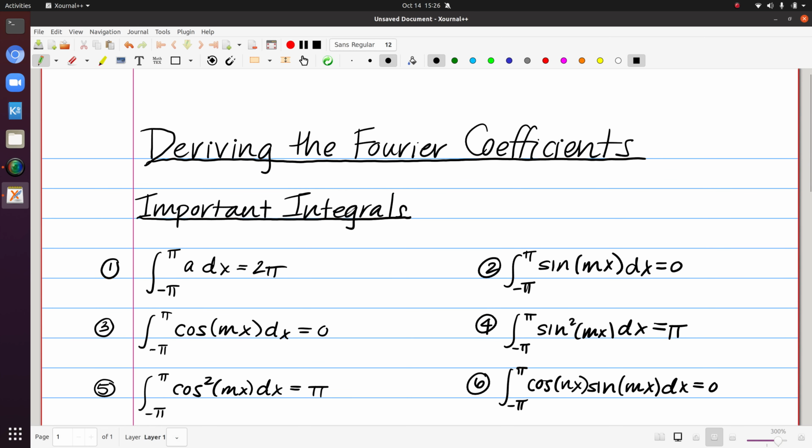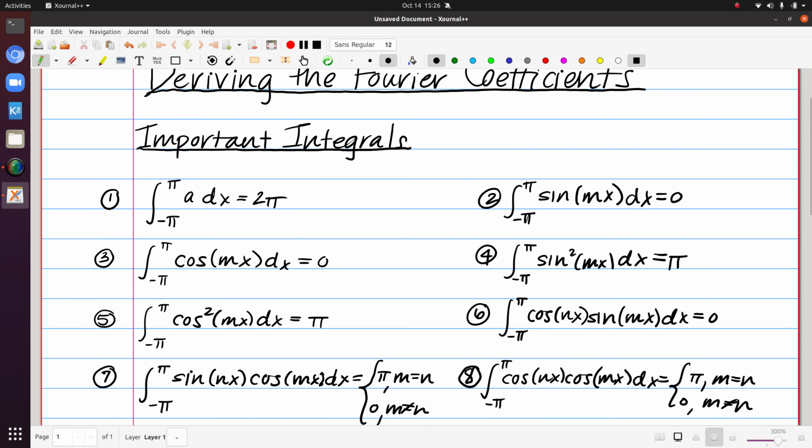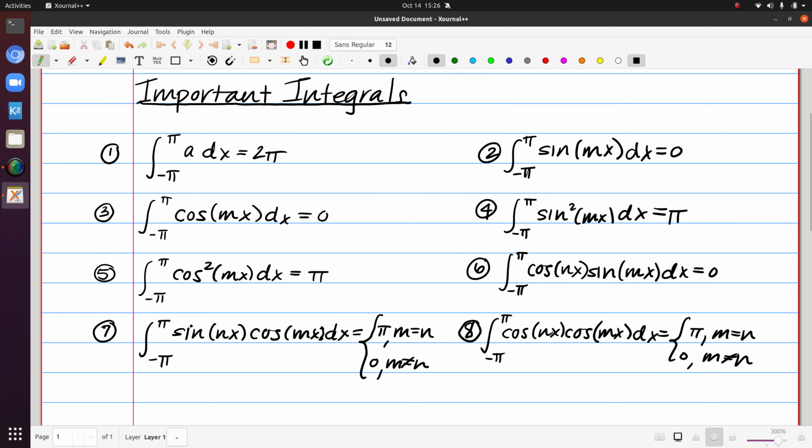Okay, so in this video, I want to pause from our examples where we were computing Fourier series and take a moment to consider where these formulas for the a sub 0, a sub k's, and b sub k's come from. So in order to derive those formulas, we're going to rely on some of these integrals that I've listed here. So treat these as facts.